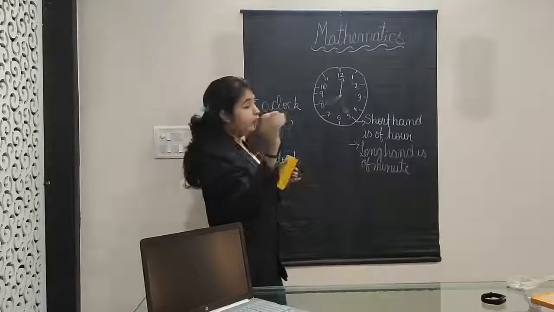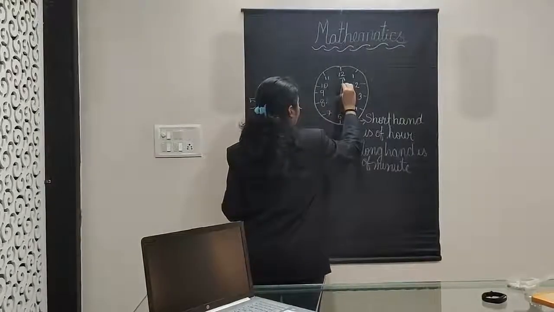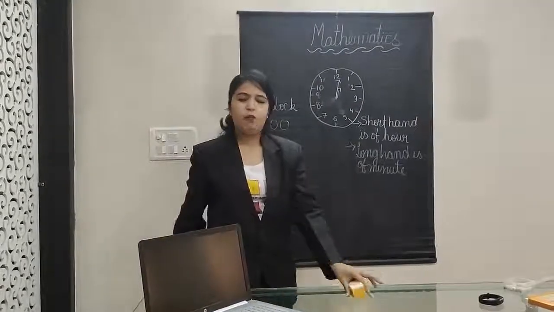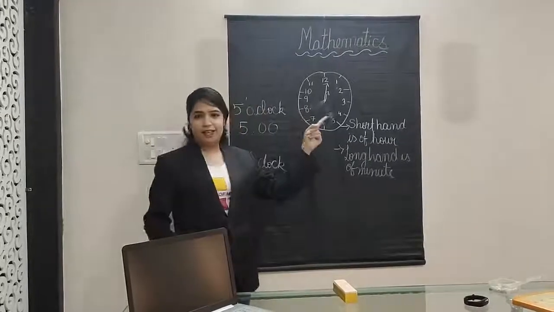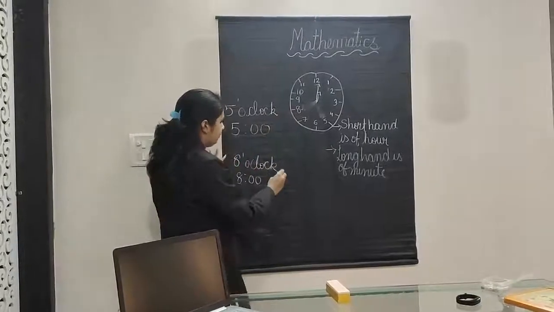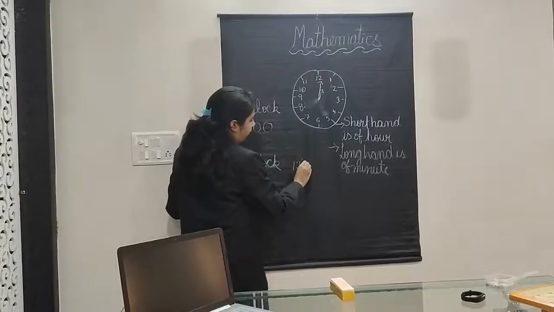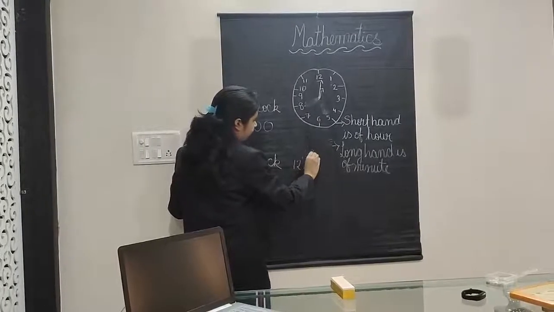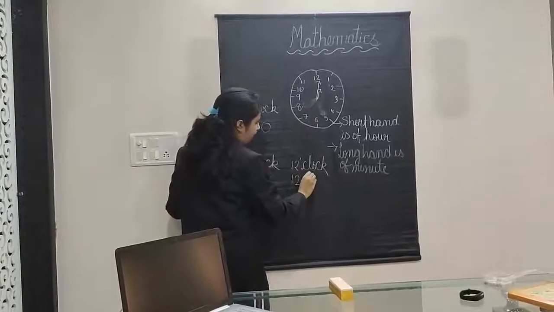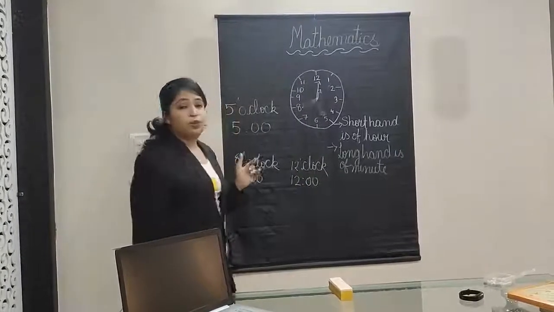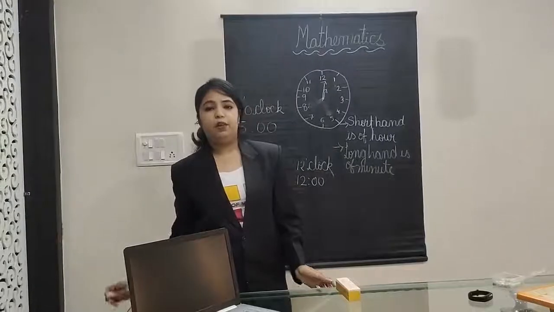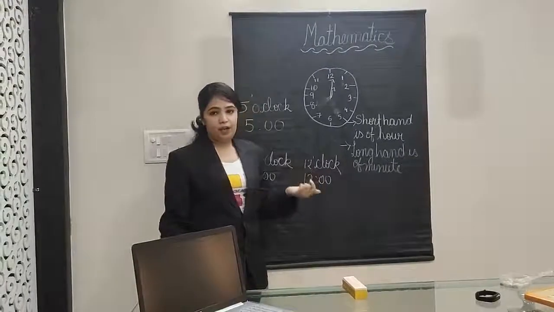Now, if both the hands, the short hand and the long hand of the clock, are on 12, then you will get confused. Then, ma'am, what is the time? If both hands are on the same number, like both the hands are on 12, then the time is 12 o'clock, and we will write 12:00. So this is the time which you have already learned in the first standard, and I hope you have got a quick recap about it.